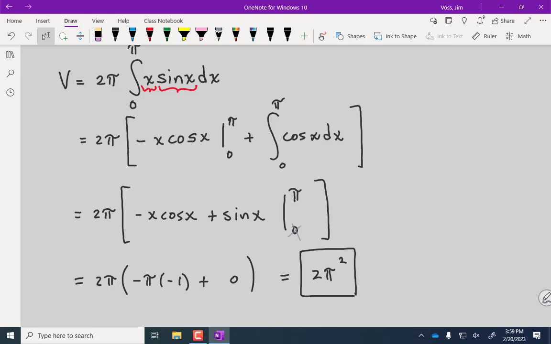So any questions on any of the setup there? Hopefully cylindrical shells are feeling manageable.